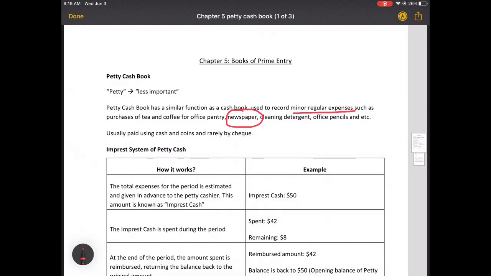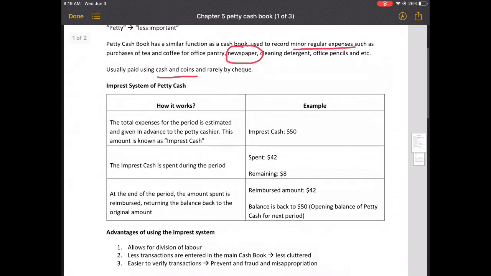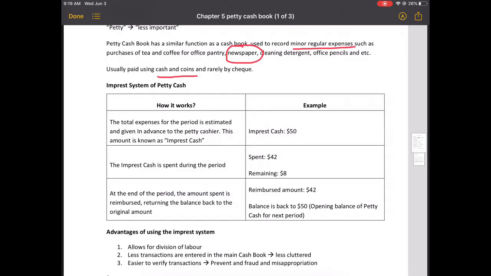Okay, so it is usually paid using cash and coin and rarely by cheque, because people usually use cheque for amounts that are huge. Okay, so the Imprest system of petty cash book. How does an Imprest system work? Firstly, the total expenses for the period is estimated and given in advance to the petty cashier. This amount is known as Imprest cash. So let's say you estimate that your petty cash expenses for all your tea or your detergent, all your stationeries will cost you $50. So you put an Imprest cash of $50.